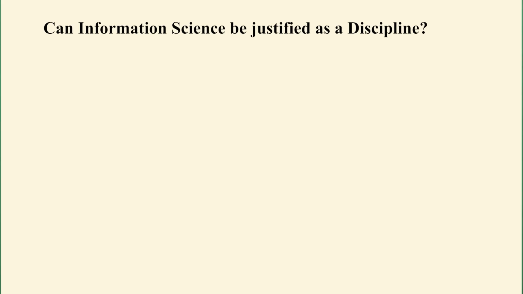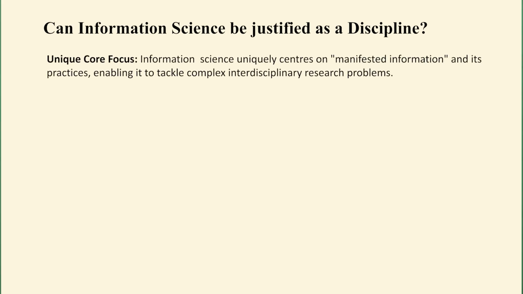So, the first point is unique core focus. Information science has a specific focus on manifested information and the practices surrounding it, which differentiates it from other fields. This unique perspective allows it to address complex research problems that require interdisciplinary approaches while maintaining its distinct identity.